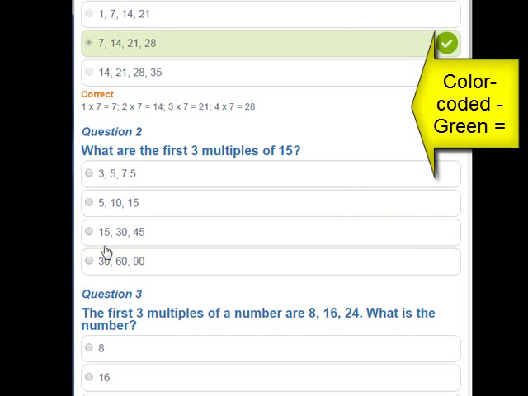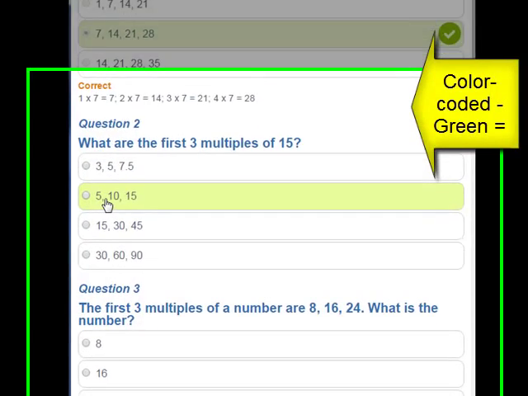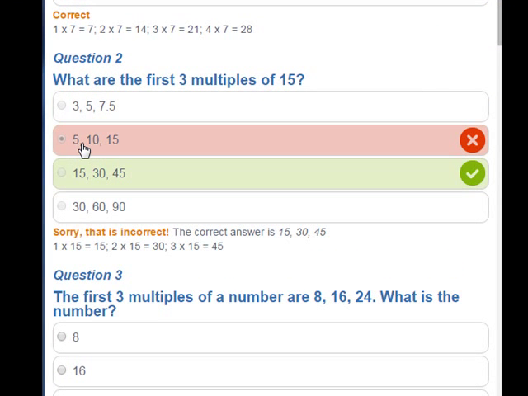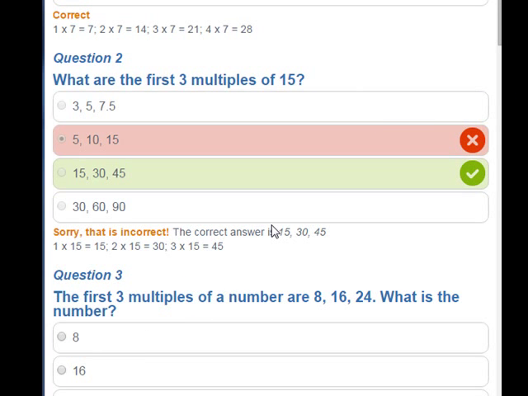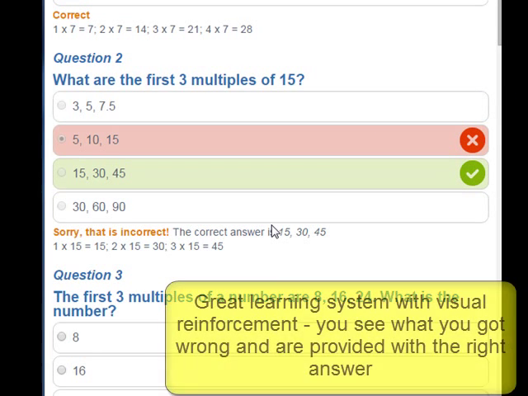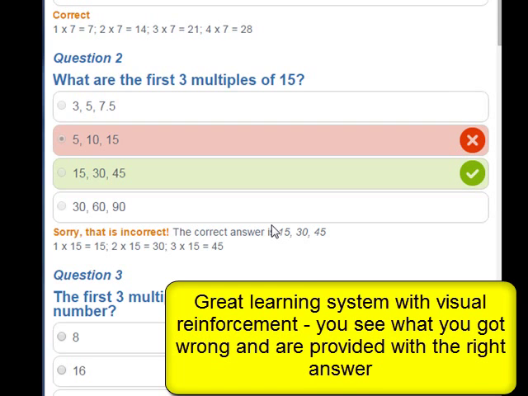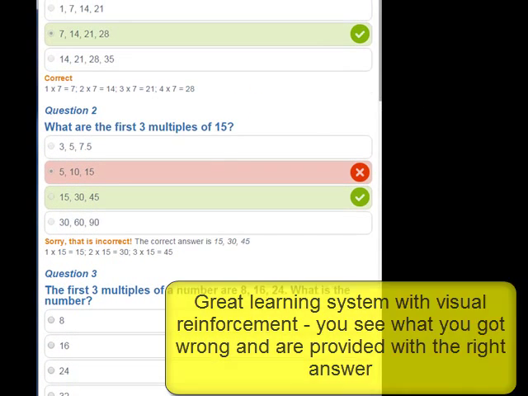Now I'm going to choose a wrong answer so we can see the feedback as well. Here we get instant feedback: sorry, that is incorrect, and it tells you the correct answer. This is the beauty of this learning system. You see what you got right immediately, and also what you got wrong. You get an affirmation, you get a correction, so you can actually learn. It's a quiz where you can learn as you do the questions.